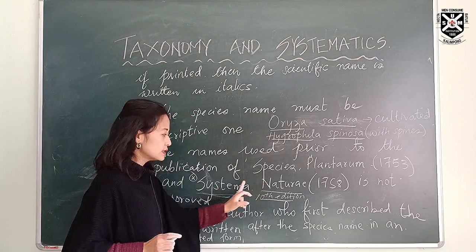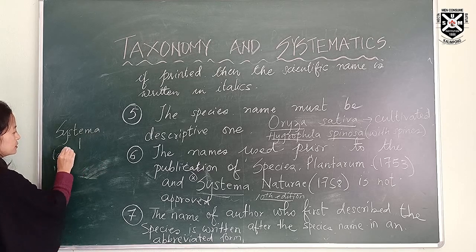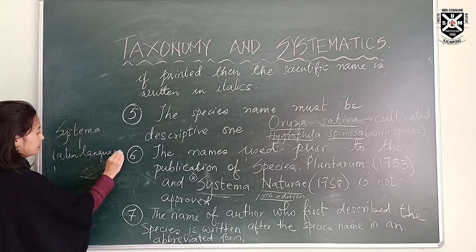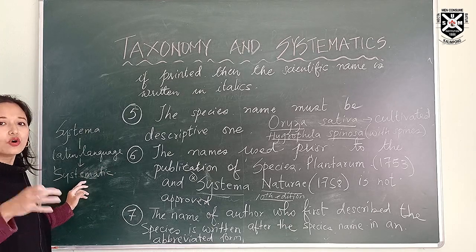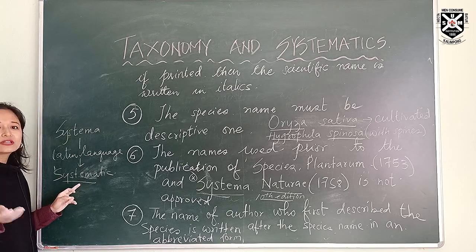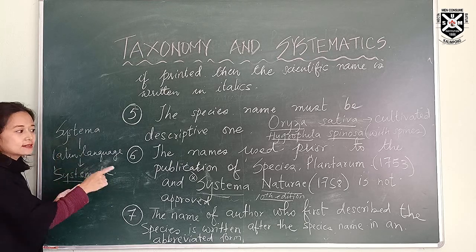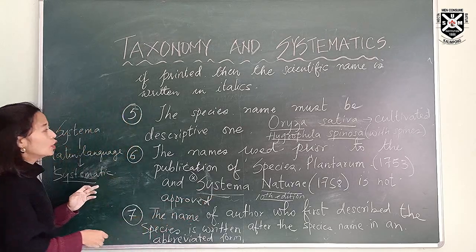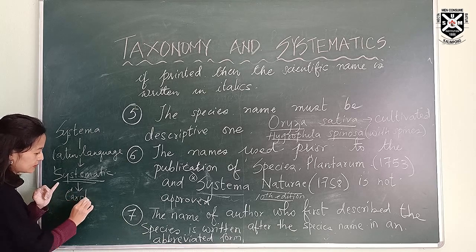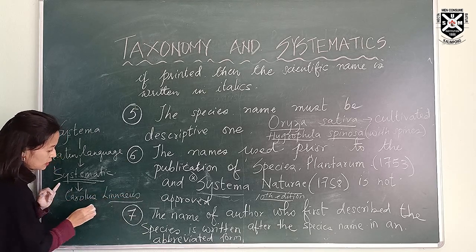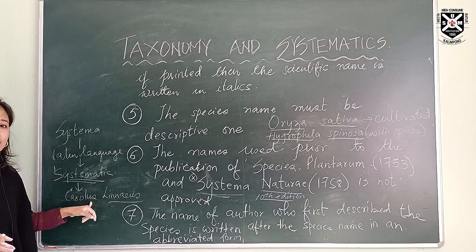Now, regarding this book Systema Naturae, remember that Systema in Latin language means systematic, a systematic arrangement, in order. In the first class we talked about taxonomy and systematics. The word systematics is actually derived from systema, which was the title of the book written by Linnaeus. So the term systematics was coined by Carolus Linnaeus, whereas the word taxonomy was first coined by A.P. de Candolle.